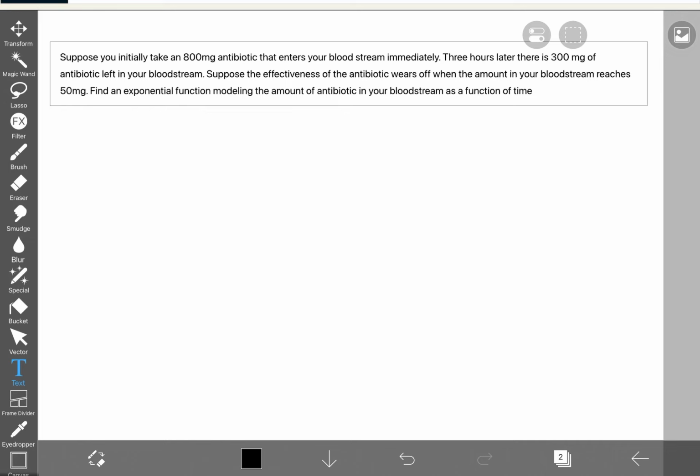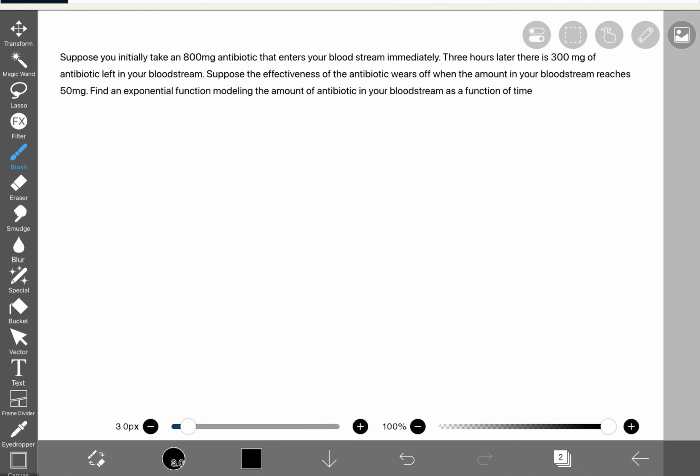So the first thing we need to know is how do you write one of these equations? And honestly, it's pretty simple. You're going to write an equation like this: y equals a times b to the x. If you're doing a graph, x is going to be along the x-axis, y is going to be along the y-axis, and a and b are going to be constants throughout.